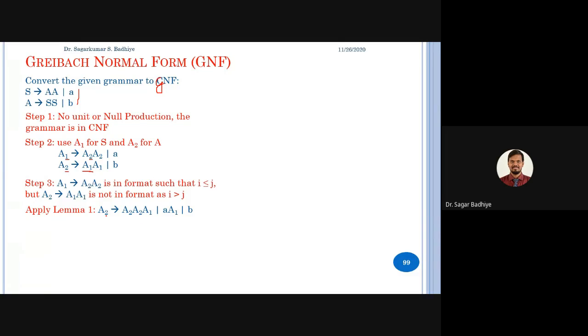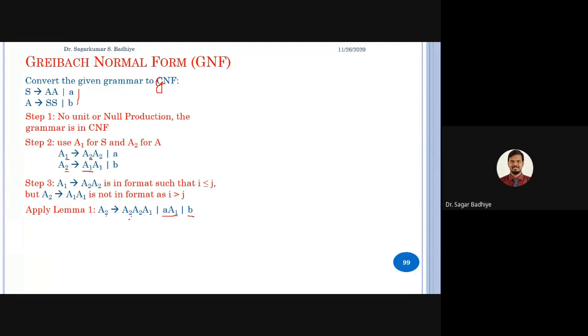Now you can see that this subscript is less than or equal to this subscript, and here there are terminals, so there is no issue because this is in GNF. GNF says that there should be a single terminal followed by a series of non-terminals on the right hand side. So this is accordingly in GNF, or there should be a single terminal, so this is also in GNF. So these two rules are already in GNF. The issue is with this rule only, but here also the condition for step 3 is satisfied, that is A2 and this is also A2, so i is less than or equal to j.